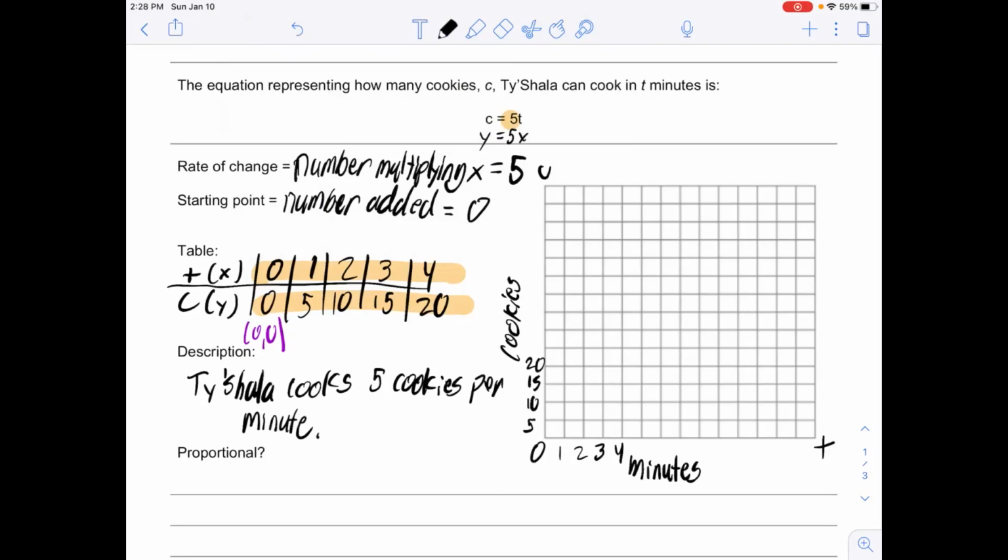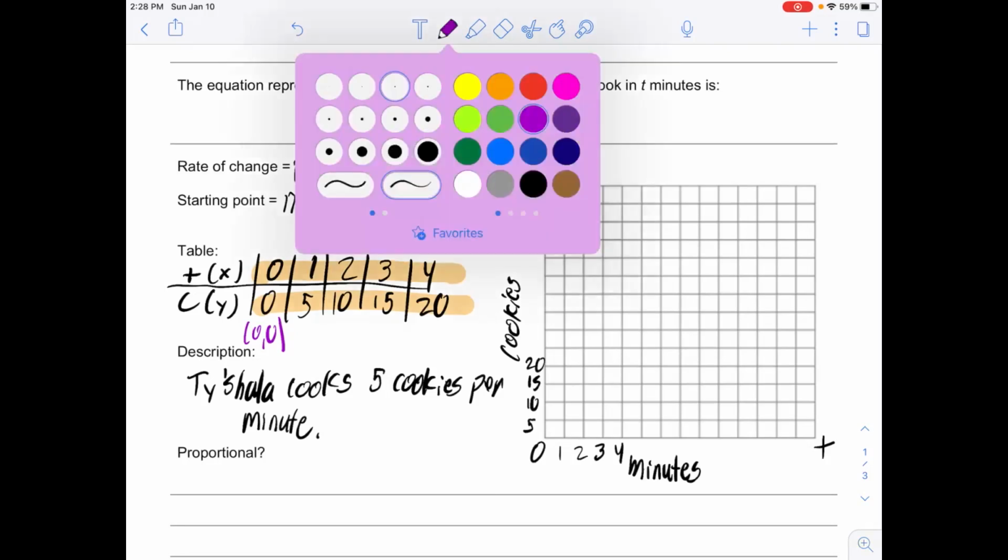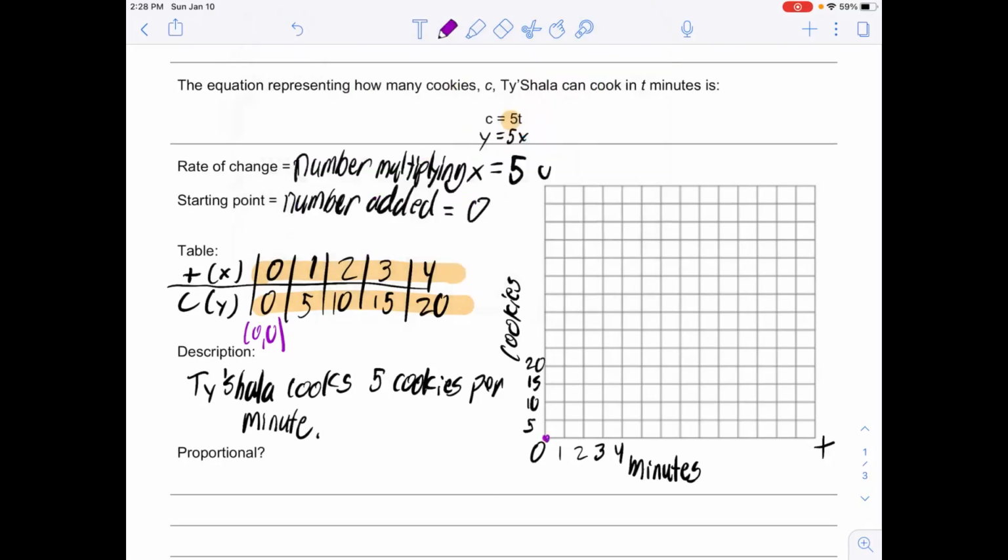Now I can graph all my points. My first point is the point 0, 0. Next is 1, 5. Then 2, 10, 3, 15, and 4, 20. This was easier because since my table counted by fives, I just counted by fives on my graph. I draw a line through this.